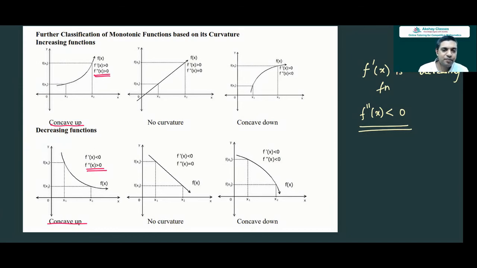it is concave up. Whether it is increasing or decreasing, as long as the second derivative is 0, it's a straight line. And whether it is an increasing function or decreasing function, if second derivative is negative, the concave portion is facing downwards and the convex portion is facing upwards. This is the nature of curvatures. This will be extremely useful in curve tracing.